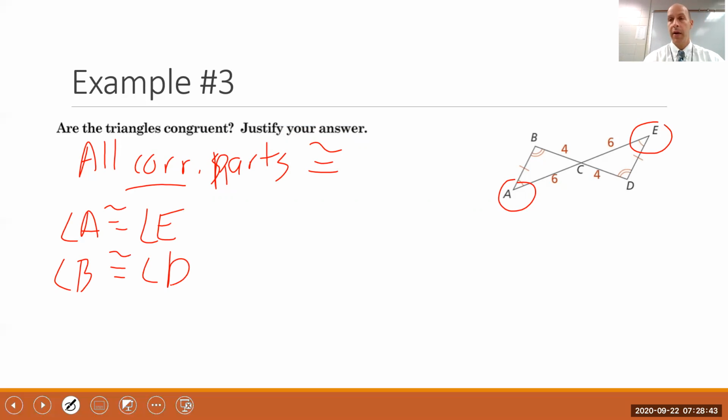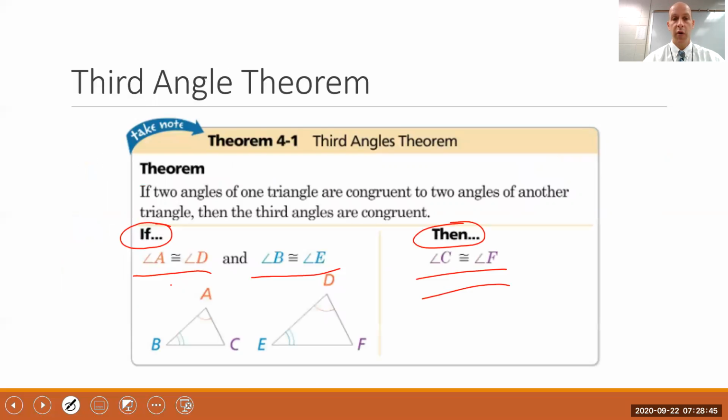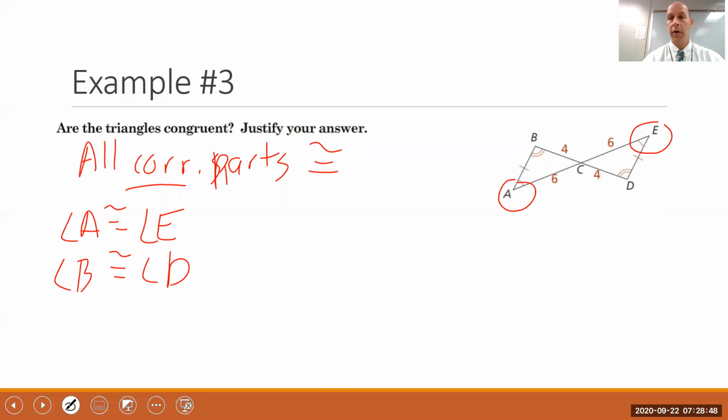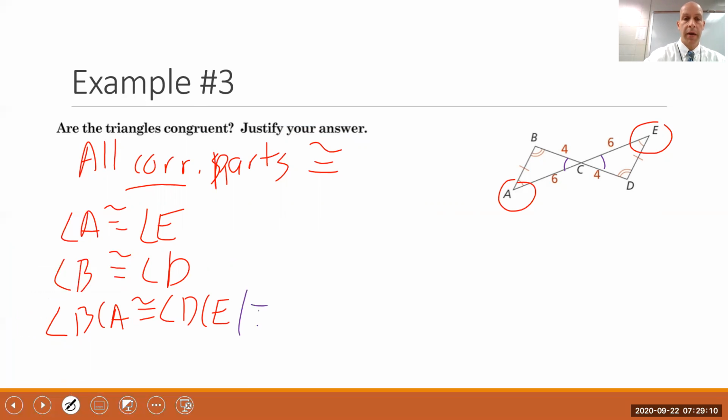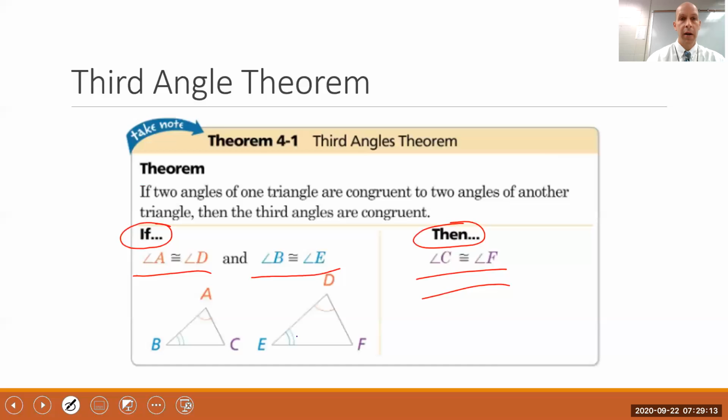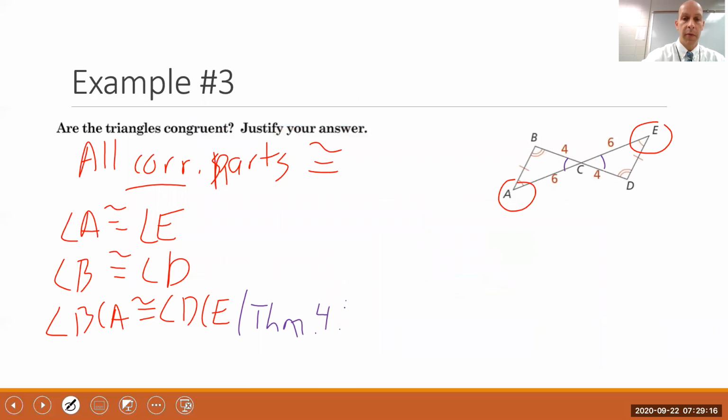Okay, so now I can use that theorem that we just said, and this last theorem told us that if two of the three angles are congruent on the corresponding triangles, then their third angle has to be congruent. So that also tells us that angle BCA has to be congruent to angle DCE. In other words, I'm talking about this angle here and this angle here. And by the way, that was by theorem 4.1. Theorem 4.1 tells us why that one's true. Okay, so we got all the corresponding angles congruent, so that's good.